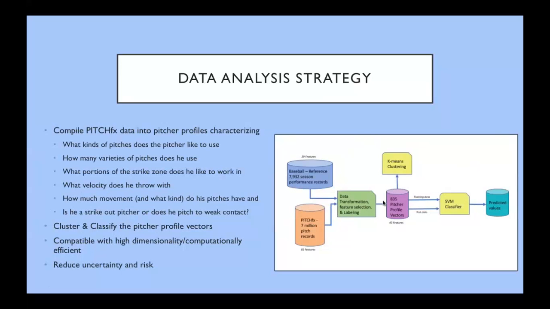Unlabeled versions of the profile vectors are fed to a k-means clustering algorithm, which is there primarily to validate that the profile vectors are accurately characterizing the pitchers and to see whether or not similar pitchers will cluster together. Then labeled versions of the vectors are split into a training and test data set and fed into an SVM classifier. The support vector machine was chosen specifically because, one, it's computationally efficient, and because it handles high dimensionality data well.